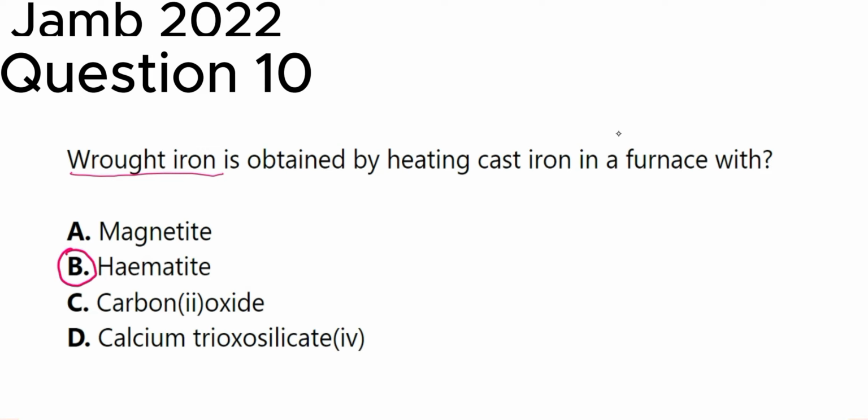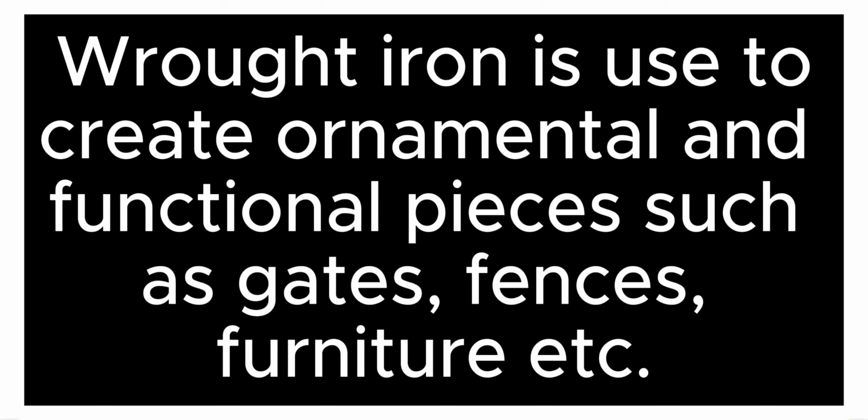Let us look at the uses of wrought iron. Wrought iron is used to create ornamental and functional pieces such as gates, fences, furniture, and so on.